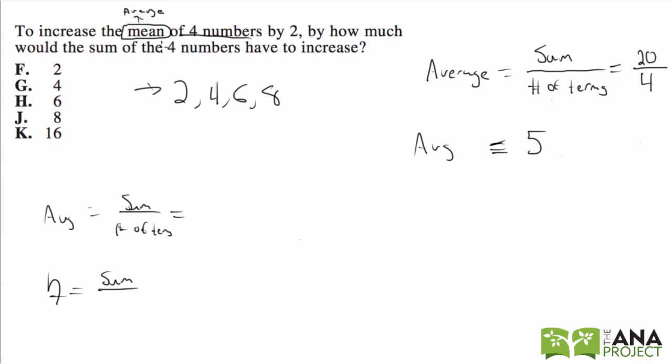There is still going to be four numbers, so 7 equals sum divided by 4. So the sum, if we multiply by 4 on both sides, would equal 28. So in this first scenario, the sum is 20. In the second scenario, to get the average up by 2 to 7, it's 28. So to go from 20 to 28, we have to increase by 8. So I hope that helped.